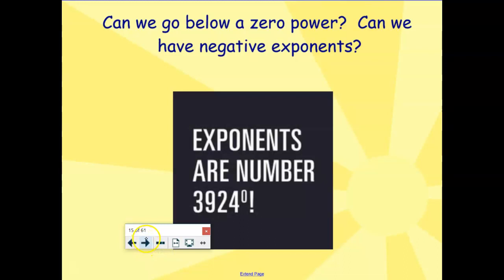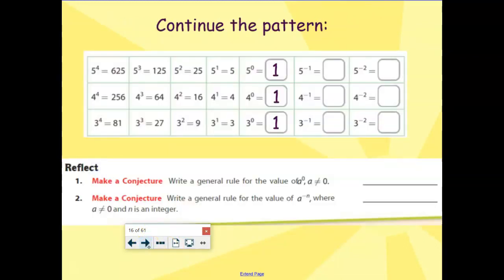Okay, how low can we go? Can we have negative exponents? You can pause if you need some time to figure out that joke. So let's continue the pattern here. We know that is 1. So what is 1 divided by 5? Well, that would be 1/5. What's that divided by 5? That would be 1/25.